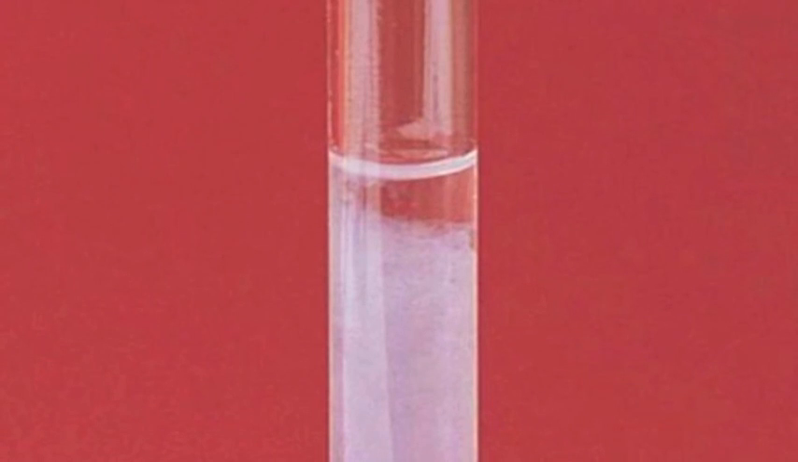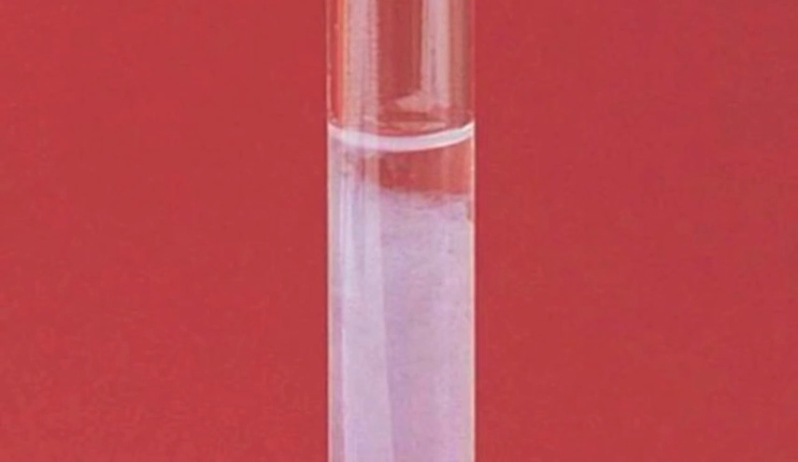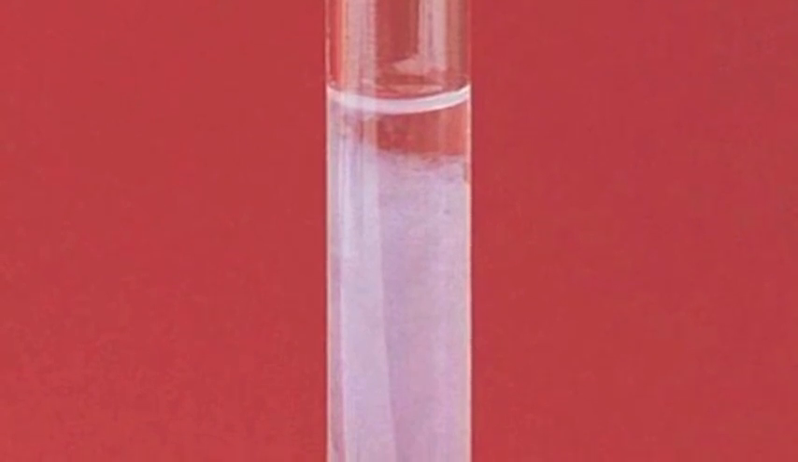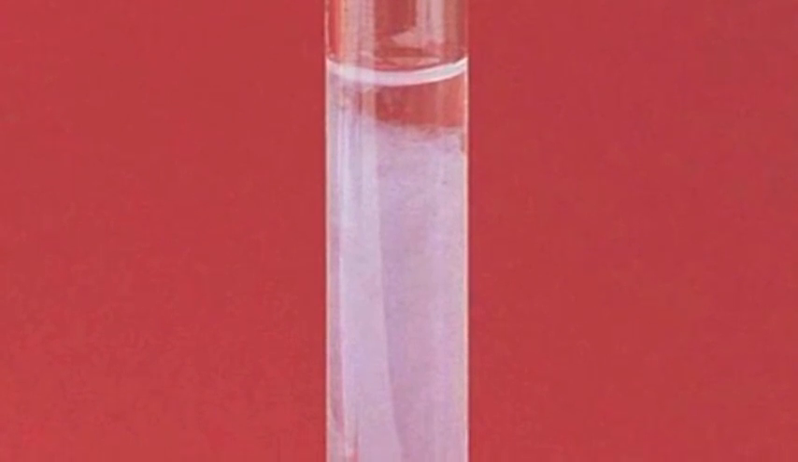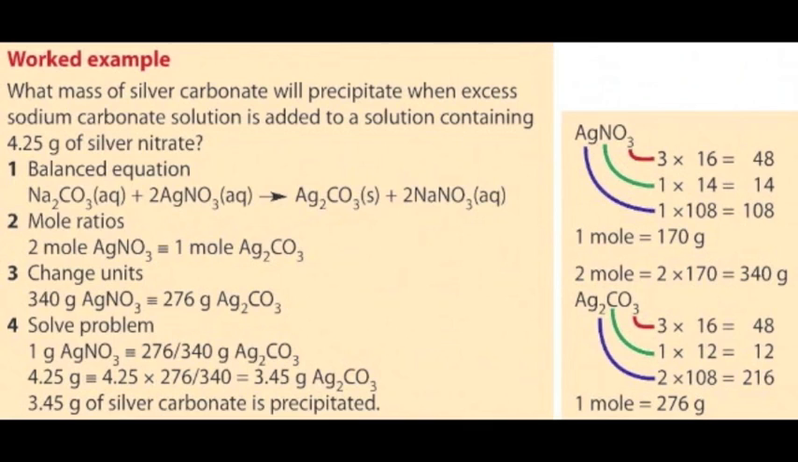You can calculate the mass of solid formed in precipitation reactions in a similar way. For example, if sodium carbonate and silver nitrate solutions are added together, a precipitate of silver carbonate is formed. To calculate the mass of precipitate formed, you need to know the mass of silver nitrate reacting and the balanced formula equation. The sodium carbonate must be added in excess, so that all the silver nitrate reacts. Here is a worked example.